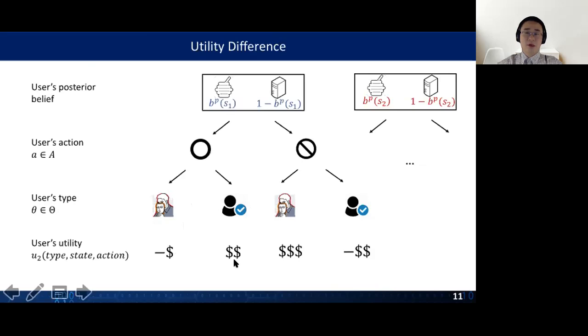For example, if the node is a honeypot, yet the user chooses to access it, then the user receives a loss, no matter whether it's an insider or a legitimate user. However, the loss is less for a legitimate user than for an insider. I have omitted the tree branch for the red part.